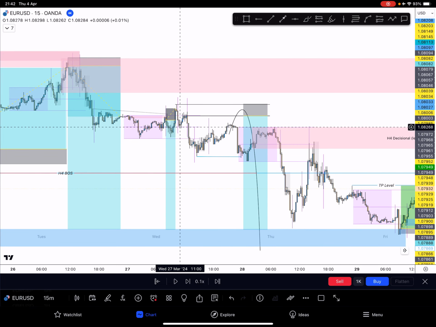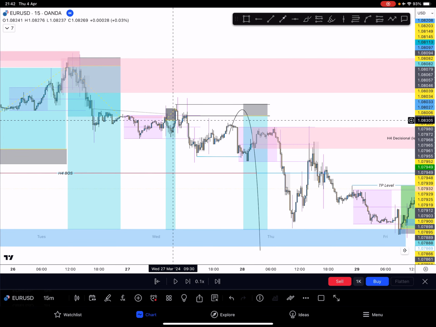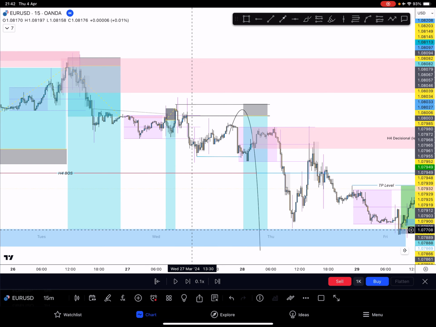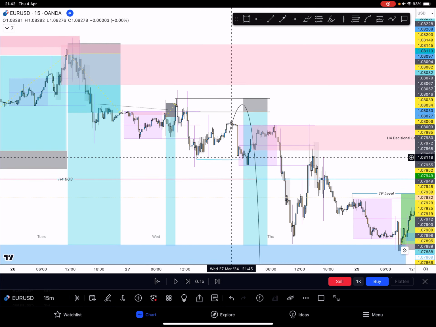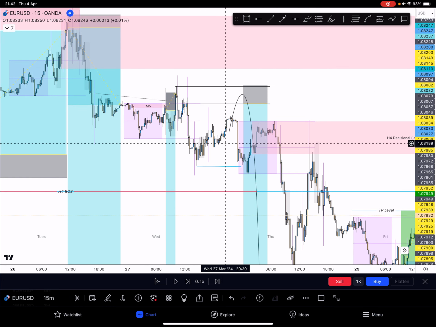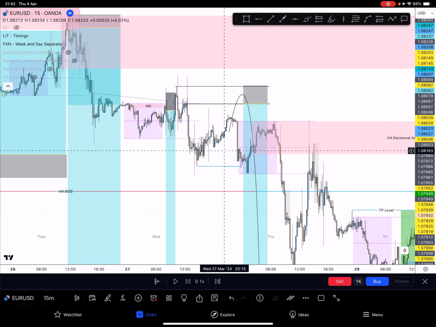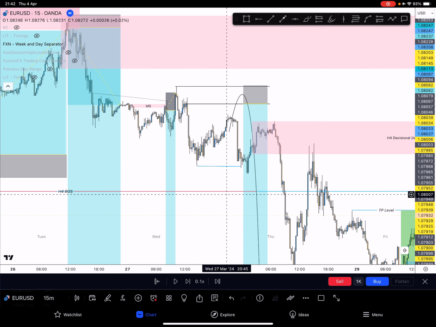So technically speaking, I'm not going to count this trade as a win, even though I held this trade till down here as well. But for my books, I'm not counting it. So now for the next day, let me take this out.